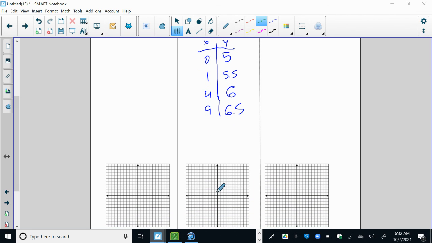We can plot these points. 9, up 6.5. So it's compressed down, scrunched down by a half.